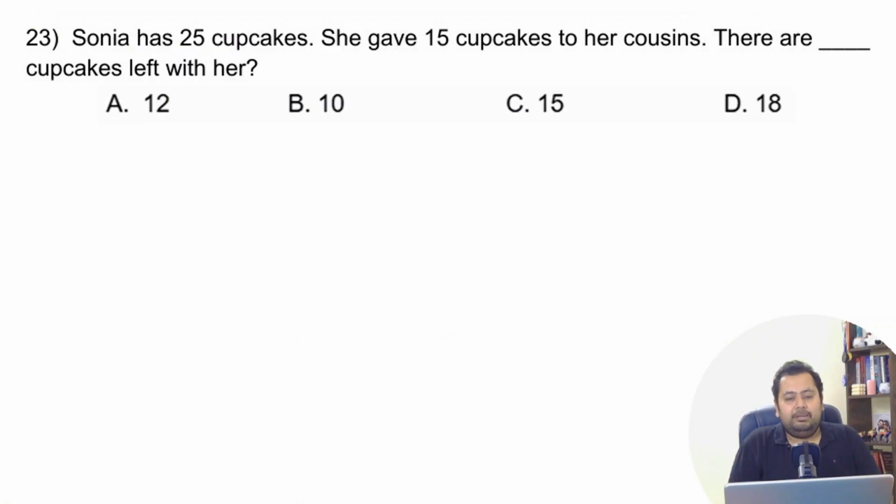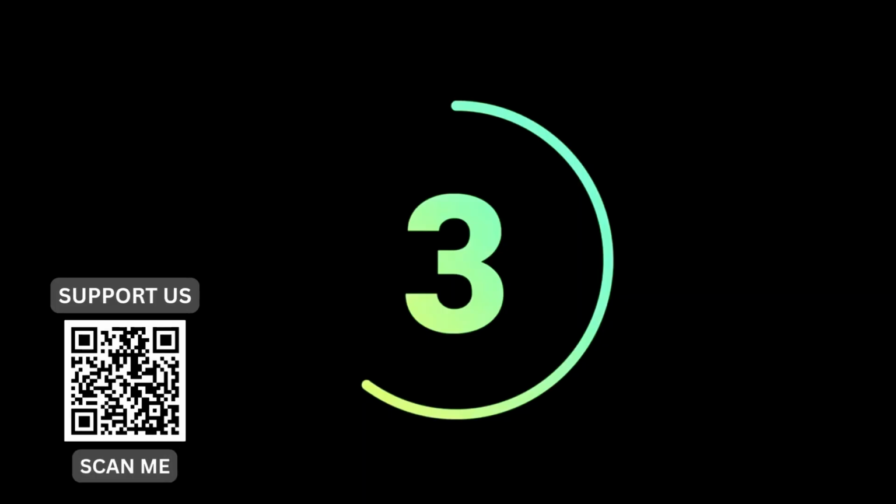Sonia has 25 cupcakes. She gave 15 cupcakes to her cousins, right? So she has 25 first, and then out of the 25, she gives 15 cupcakes to her cousins. There are dash cupcakes left with her. So Sonia has 25 first. She gives away 15 cupcakes. How many are left? It's a very simple, normal subtraction problem. Solve it and then look at the solution.